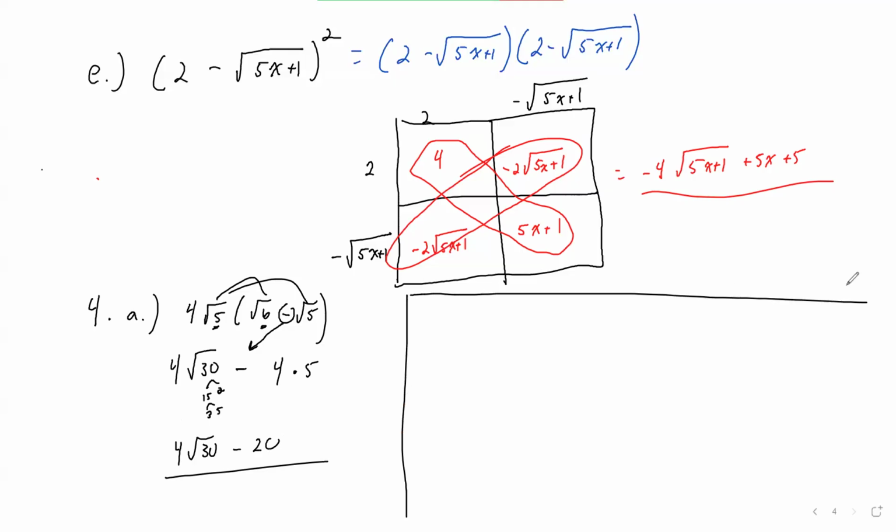Try this next one. And this next one, you can use box method. Square root of s minus 7 times 9 plus square root of s. S, not 5, sorry. S is not 5s.